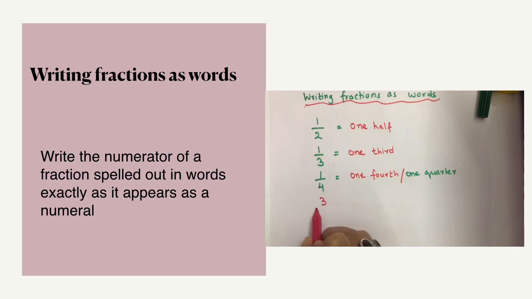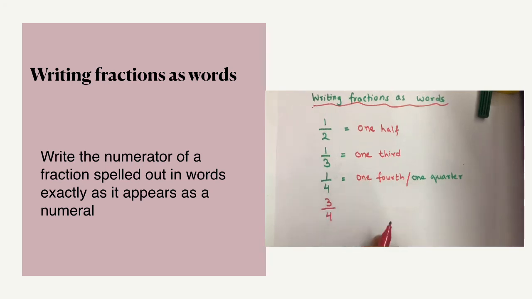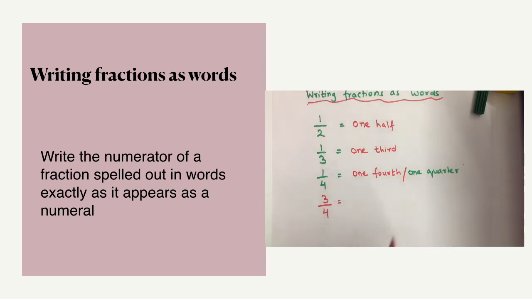Suppose we have 3 upon 4. How would we write this? I have 4 pieces of pizza and I am giving 3 to my friend. So the top number is 3. I will write this in words as 3 fourths or 3 quarters.